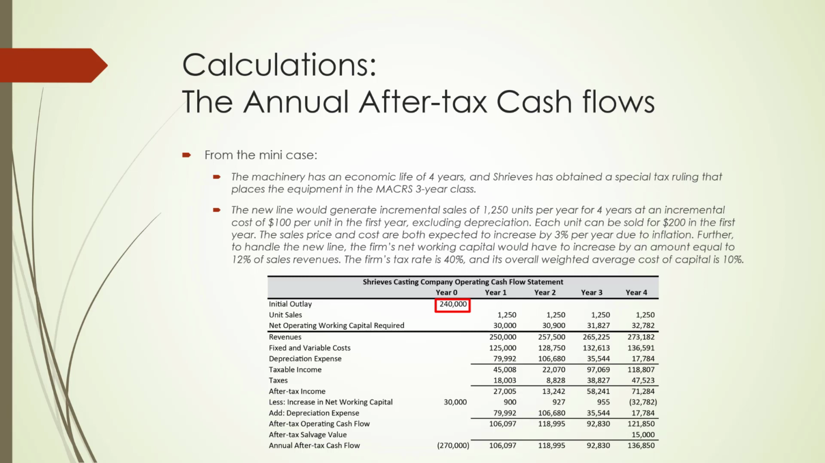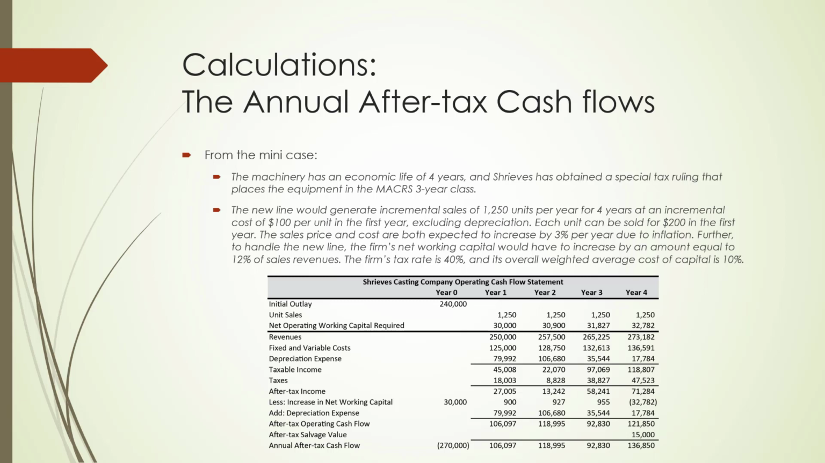That's $79,992. So if we take $250,000 minus $125,000 minus $79,992, we get $45,008. That's essentially our EBIT. Now remember, this is only operating cash flow, so there's no interest expense that we're going to include here.